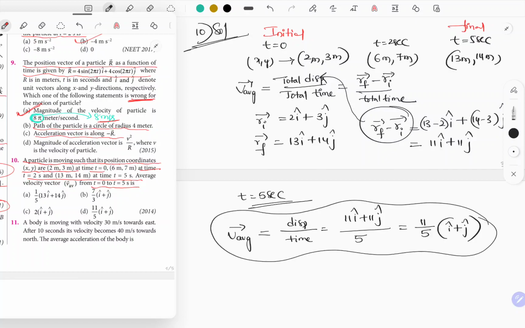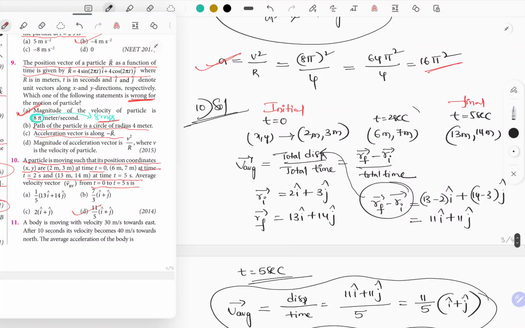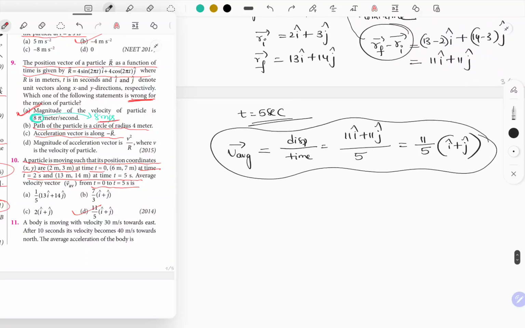This is the way to answer. Option D is correct. Sir, then what's the purpose of giving t is equal to 2 seconds? In the sense, it's just to confuse you. The only thing you have to observe is the initial position and final position. That's all. No need to take care of the remaining in-between process.